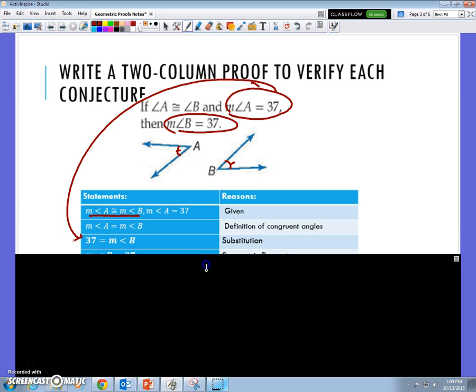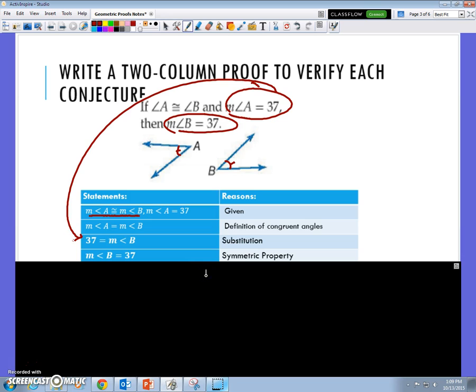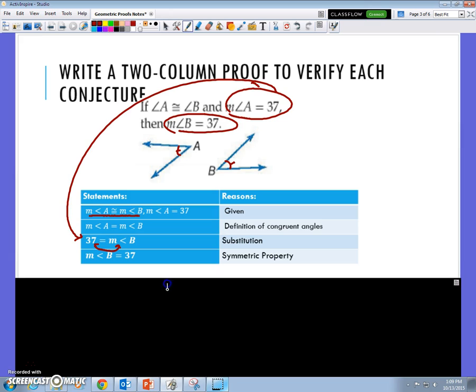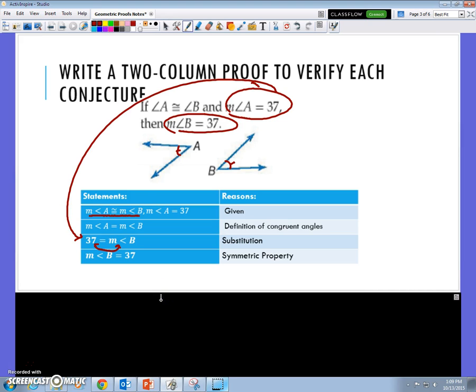And I continue on. Look at this next part here. Well, if I'm trying to prove that the measure of angle B equals 37, the last thing I need to do is just switch it around. I'm going to change it from 37 equals the measure of angle B to the measure of angle B equals 37. I just switch spots with these guys right here, and that is the symmetric property. And now I have proved that the measure of angle B equals 37 through the knowledge that angle A is congruent to angle B and angle A is 37.